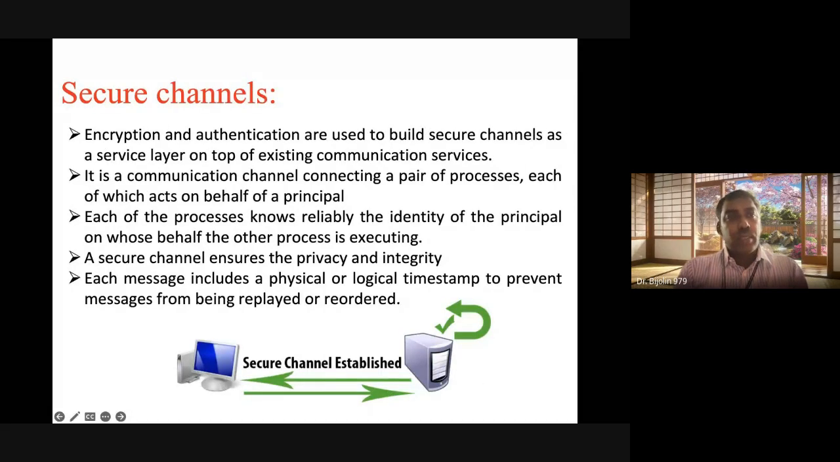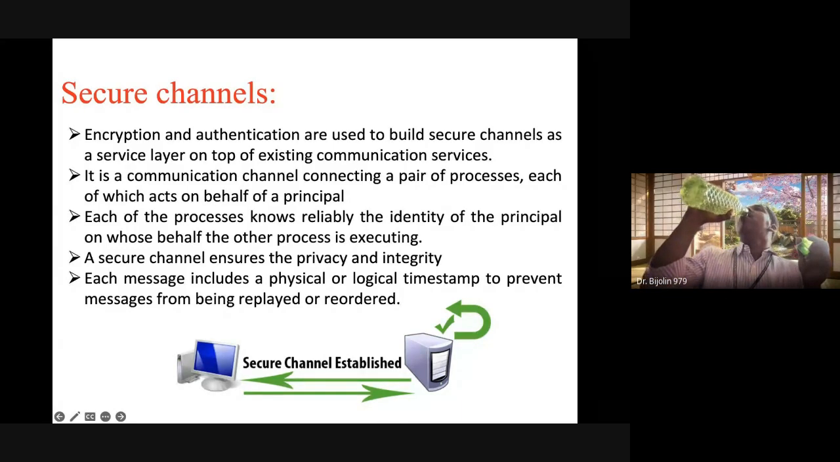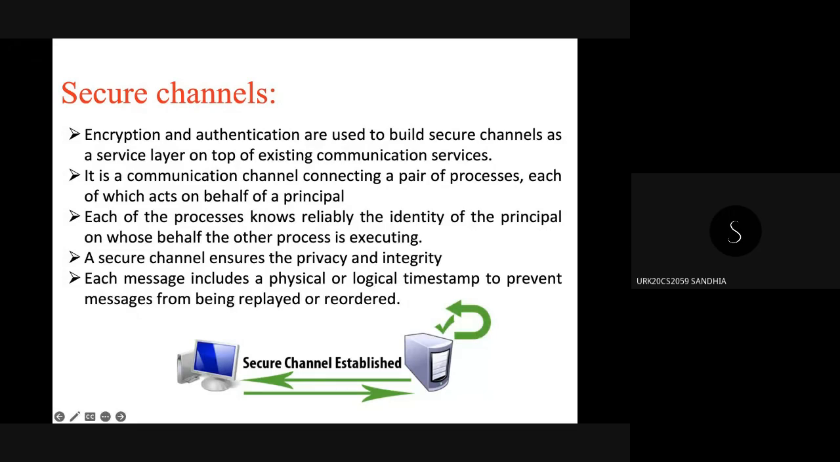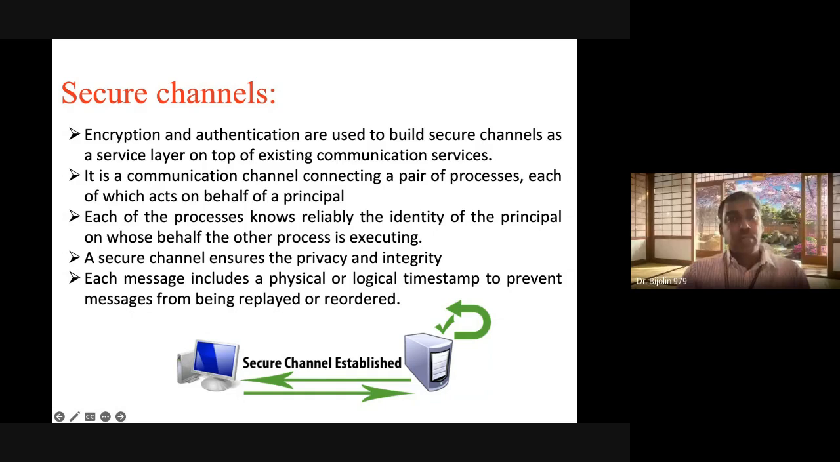And the next one is secure channels. Already you know about the importance of secure channels. When you go through secure channels, encryption and authentication are used to build the secure channels. Encryption uses ciphertext for security purposes, and authentication uses key data sets to make sure the channels are built more securely. And this service layer is on top of all other existing communication services.